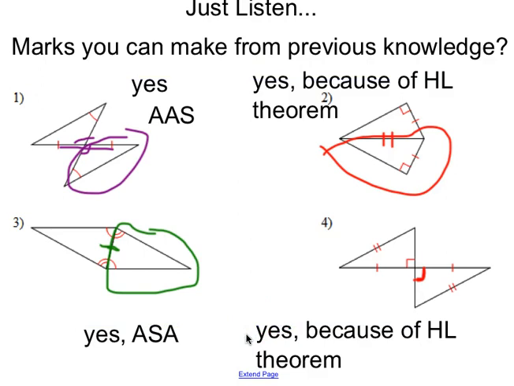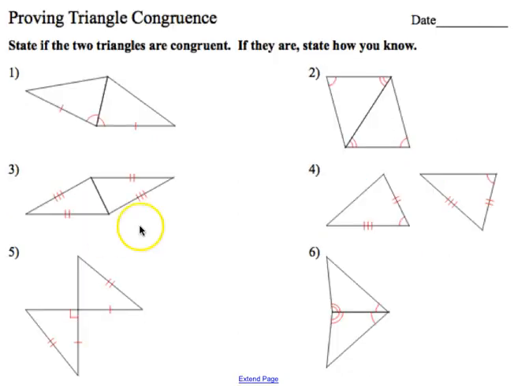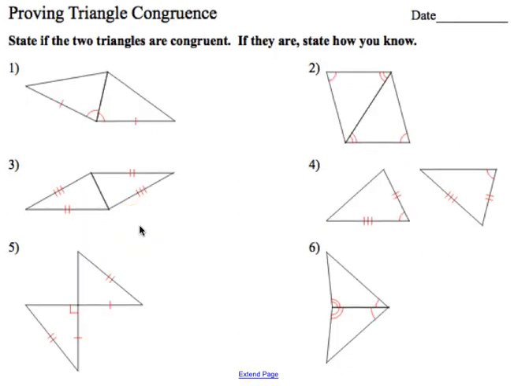Okay? So now let's prove some triangles are congruent. I've got 6 problems for you, and I want you to state if the triangles are congruent. So I need a yes or a no, and then if they are, tell me why. So are they yes by side, side, side, yes by side, angle, side, yes by hypotenuse leg, what is it? And if they're not congruent, you can just put not congruent, not enough information. Okay? So why don't you try 1 through 6 and make some marks and see if they're congruent.